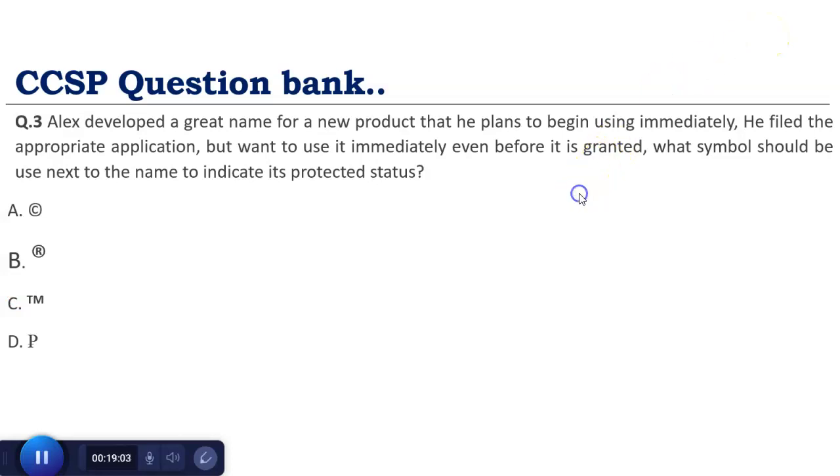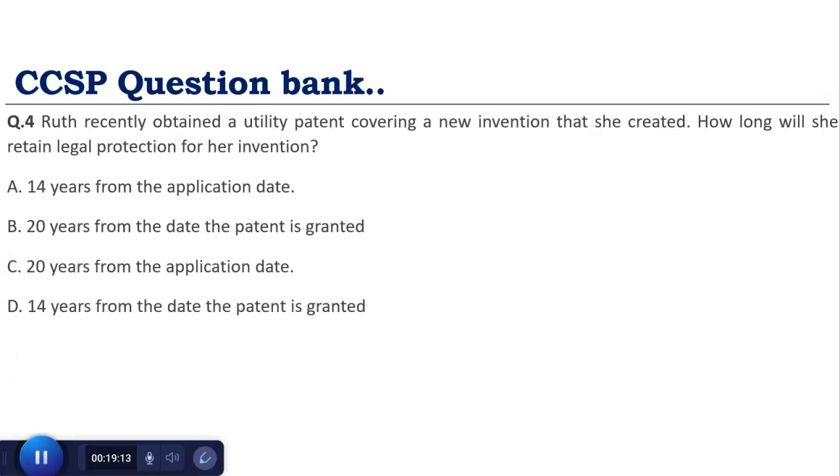So in case you have filed the trademark but it is not being issued, you can still use it with the @R symbol. Very important question which I have asked in the starting also. So let's say Ruth recently obtained a utility patent covering a new invention that she has created. How long can she retain legal protection for her invention?